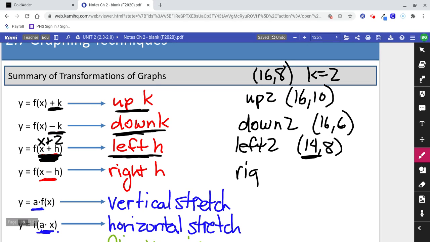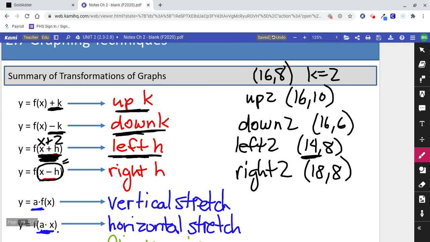If we're going right 2, then your 16 becomes 18. It's 18, 8. And again, if you think about it over here, if that has to equal 16, and you're shifting it right by 2 units, then that x number right there has to be 18. 18 minus 2 equals 16. Okay?